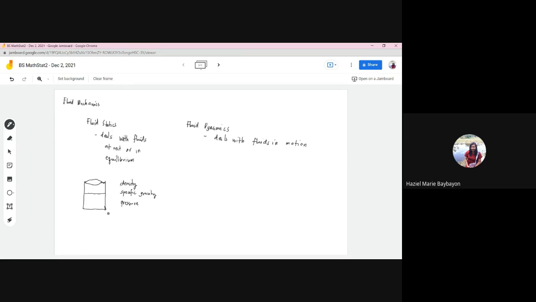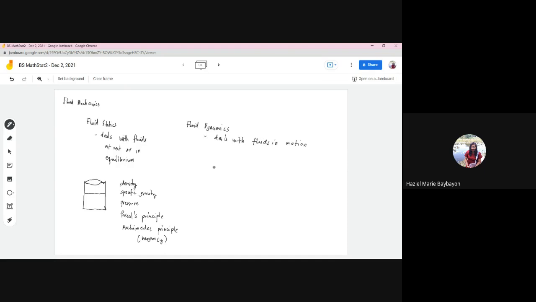Okay, and then fluids at rest obey Pascal's principle. So we will talk about Pascal's principle as well as Archimedes' principle. Archimedes' principle is also known as buoyancy. And then we also have surface tension and capillarity. So these are under fluid statics, for fluids that are in equilibrium or at rest.